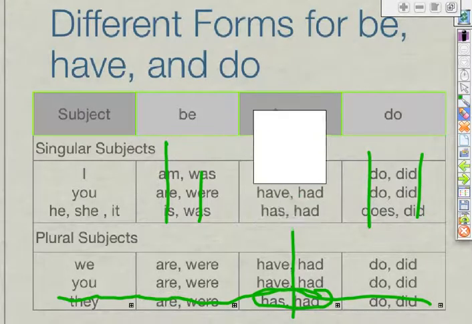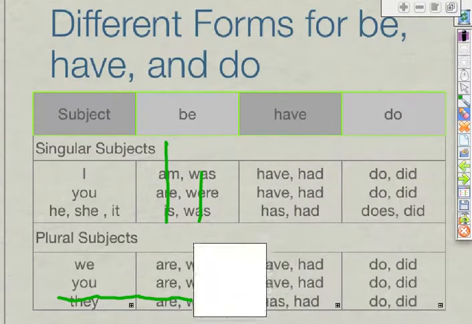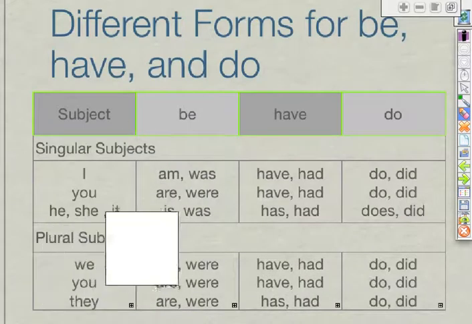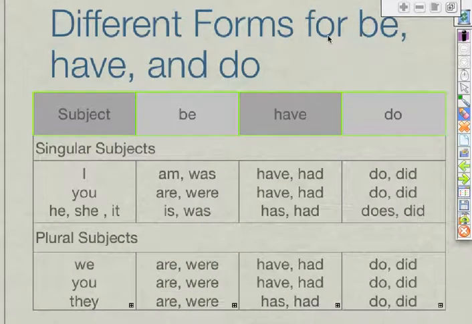Okay? So I would say, you don't have to study this chart right here, right now, but know that it's in your book, and when it comes time for you to do your assignment, it would be a good thing to have out.